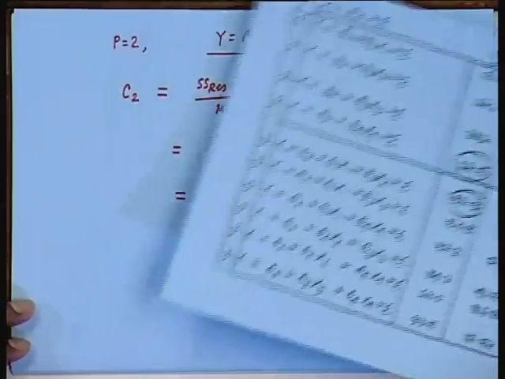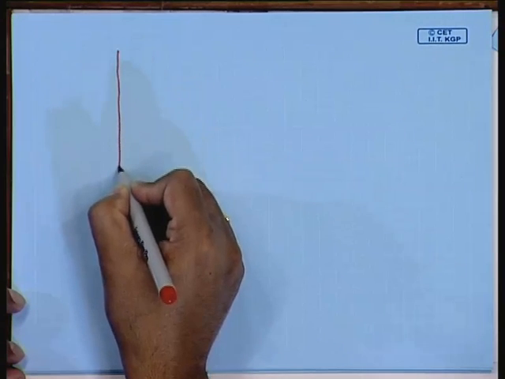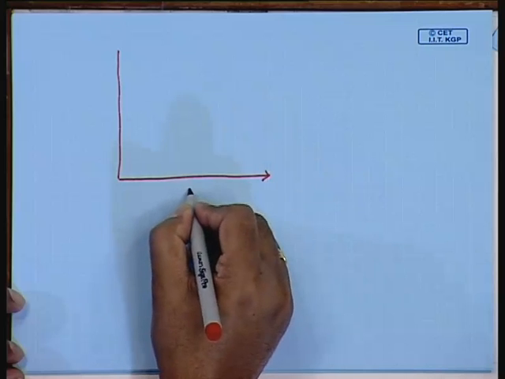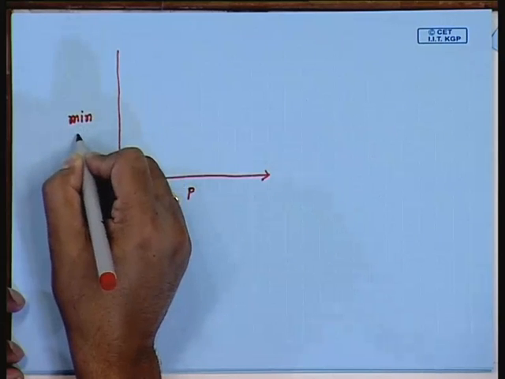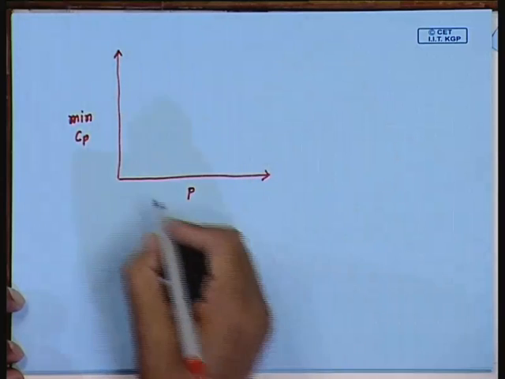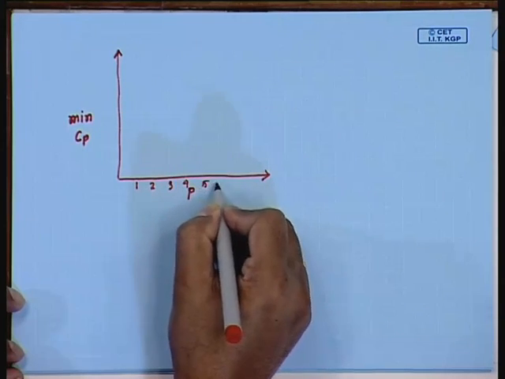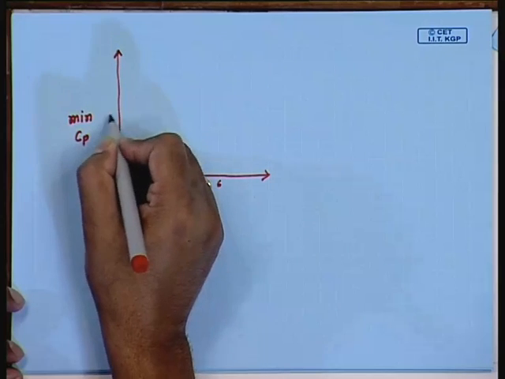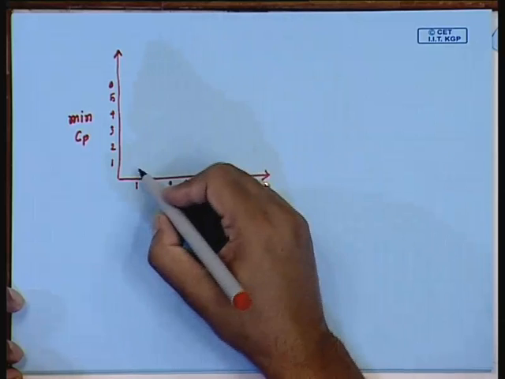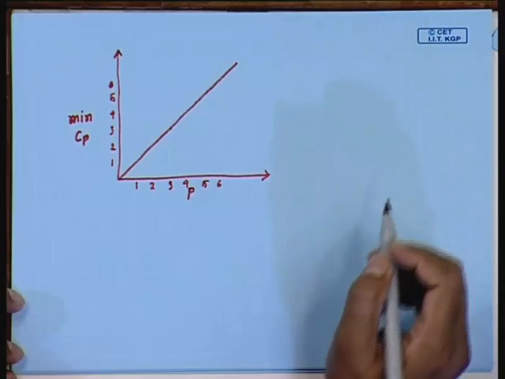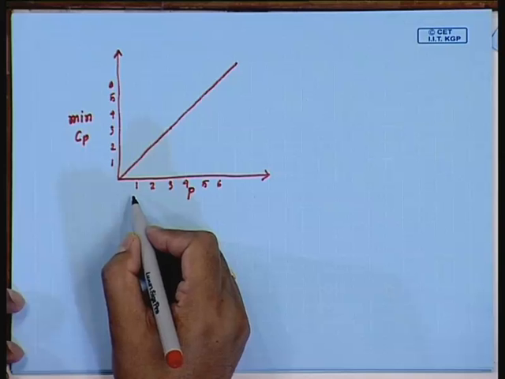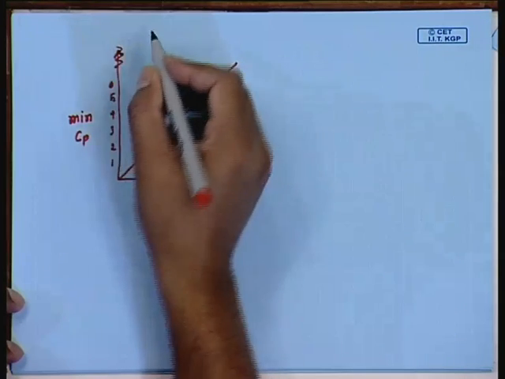Here again you can draw the graph, you can plot Cp against p. So, here is p along the x axis, and you plot minimum Cp along the y axis. So, 1, 2, 3, 4, 5, 6, and here also write 1, 2, 3, 4, 5, 6, because I want to draw this line Cp equal to p. For p equal to 1, the value is something like 138.